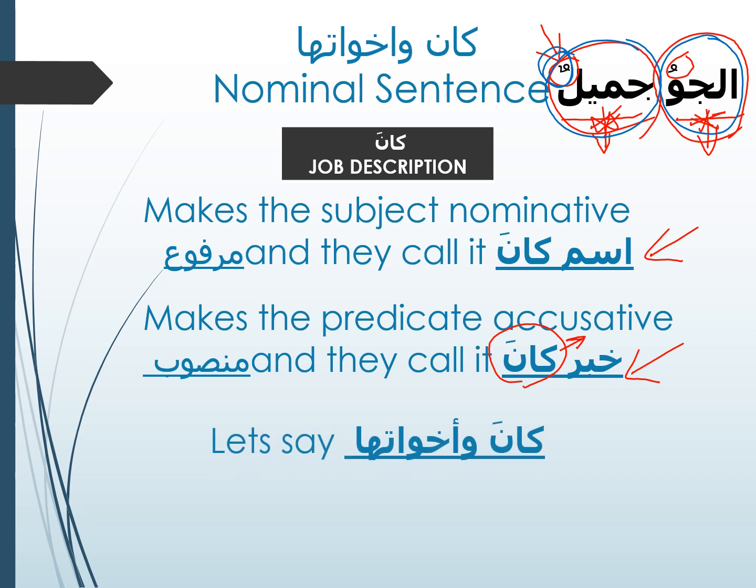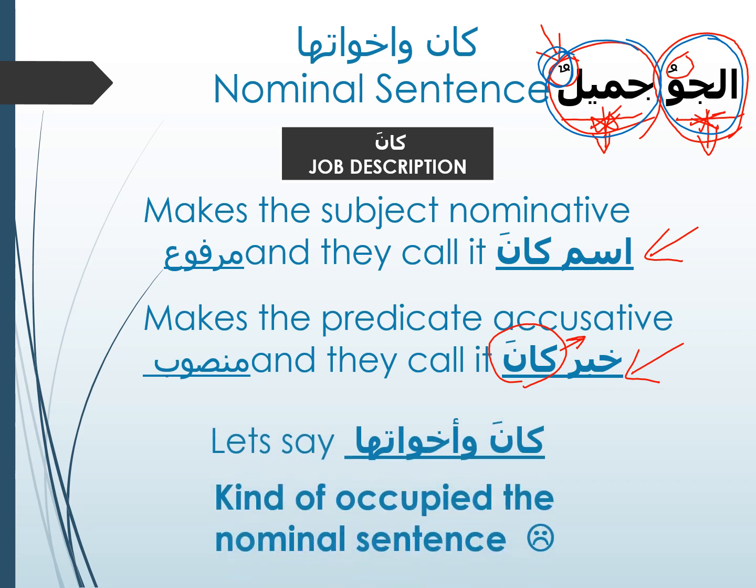So let's say كان واخواتها kind of occupied the nominal sentence. So there is no more nominal sentence. There is no more مبتدأ by itself and خبر by itself. When nominal sentence has كان previous to the nominal sentence in the beginning of the sentence, it changes the whole equation. When Kana comes, Kana says, I am going to be the اسم. I'm going to be the خبر for Kana. So don't call it anymore مبتدأ by itself and خبر by itself. This is kind of Kana's job description.